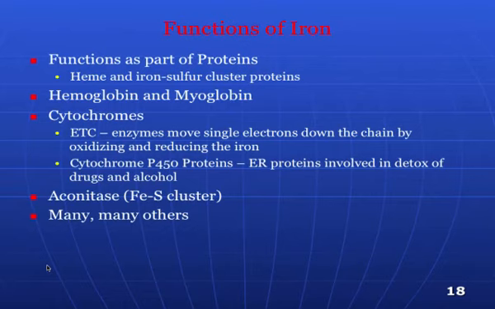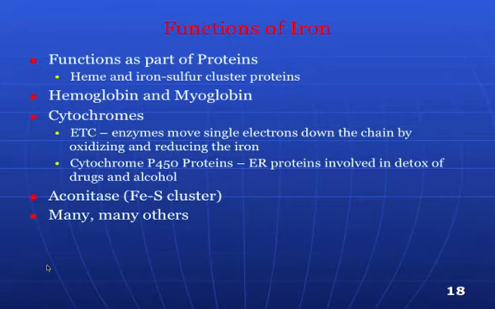What else does it do? Well, it functions as part of proteins. Some proteins use heme. Some proteins use iron sulfur clusters. For example, we have hemoglobin and myoglobin that use heme. Cytochromes use heme. ETC enzymes, for example, move single electrons down the chain by oxidizing and reducing the iron. In the ETC, we have both. Some use iron sulfur clusters, some use heme. So the ETC is also iron dependent.